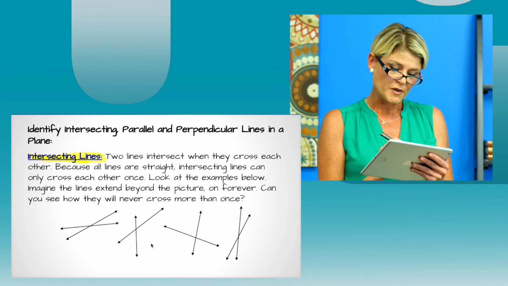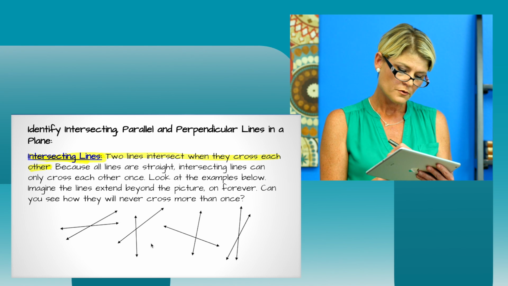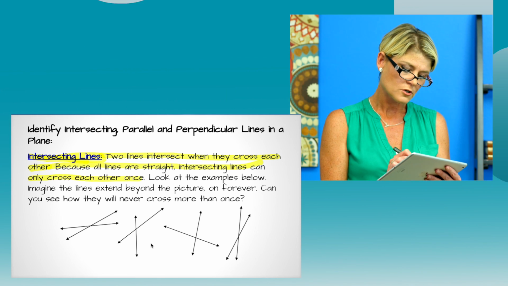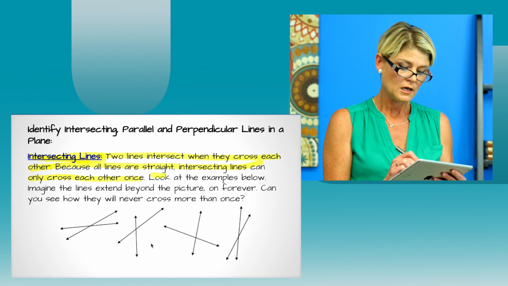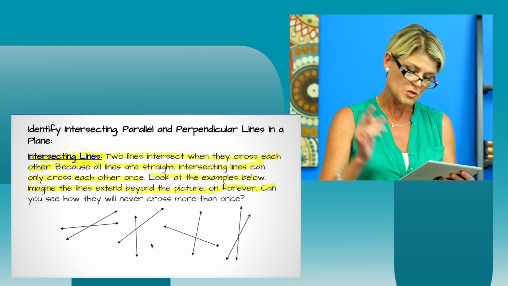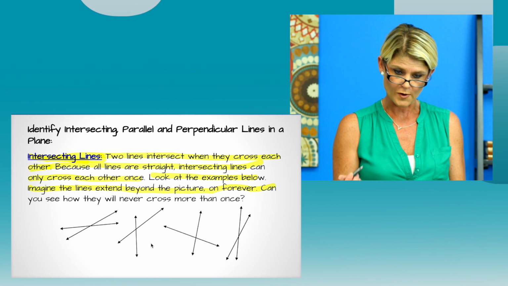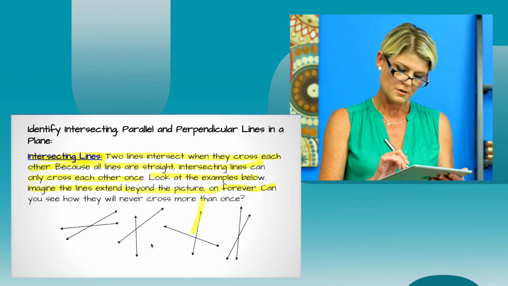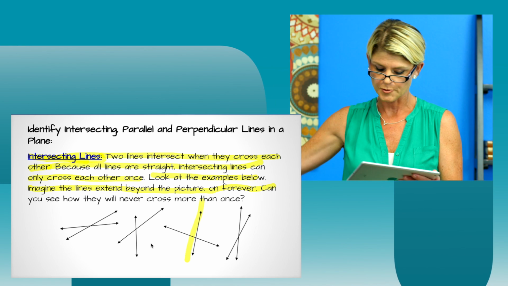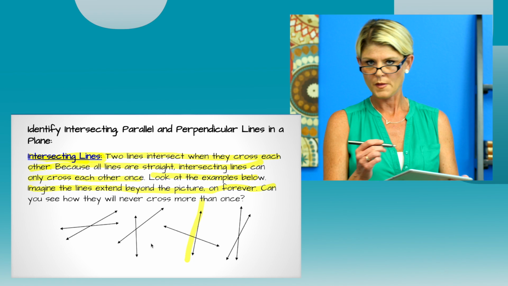When two lines intersect, when they cross each other, because all lines are straight, intersecting lines can only cross each other once. Look at the examples below and imagine the lines extend beyond the picture forever. Can you see how they never cross more than once? If you want, you could use your finger and pretend as if the line were to continue off the paper. You'd see pretty quickly and easily that they will not cross more than once.